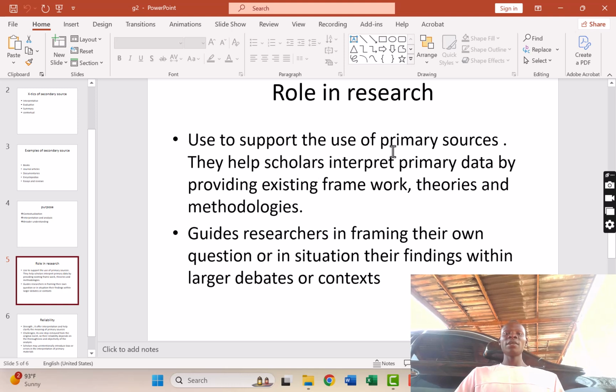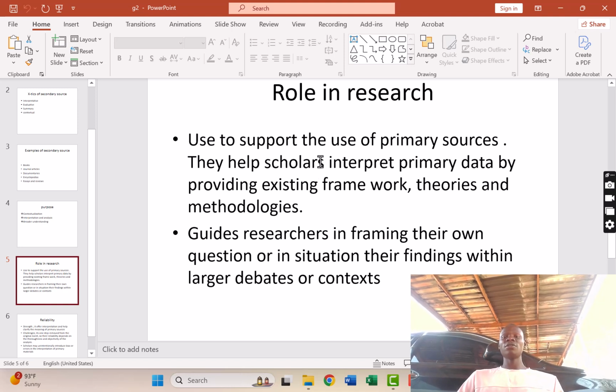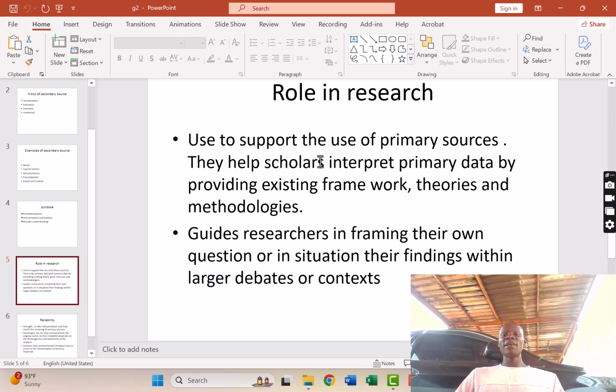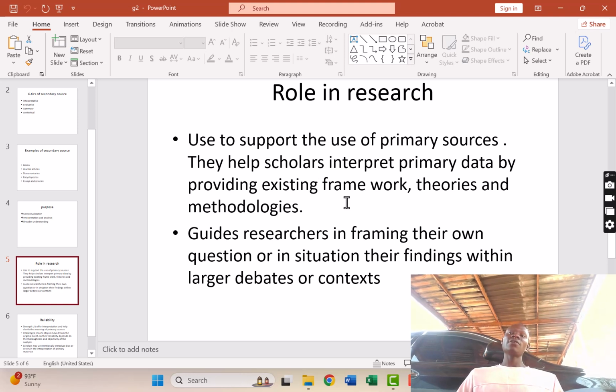It helps a lot. They help scholars interpret primary data by providing existing frameworks, theories, and methodologies. This is one of the roles of a secondary source in research. It also guides researchers in framing their own questions in situations where they are finding themselves within a larger database or context. So all in all, this is where I can give you the real facts of secondary source.